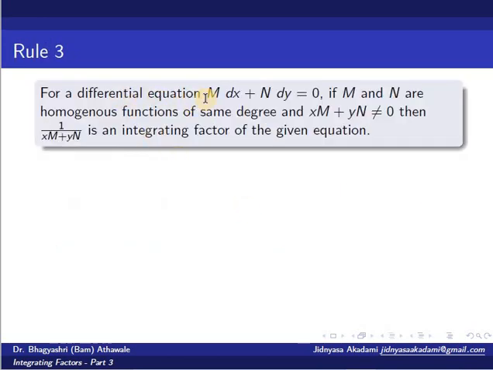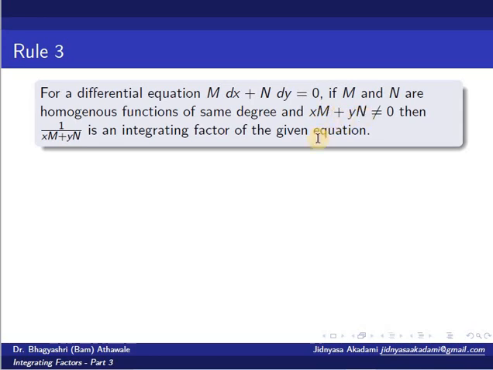In rule 3, if the differential equation is M dx plus N dy equal to 0, where M and N both are homogeneous functions of the same degree, and xM plus yN is not equal to 0. Here xM means all the terms in M are multiplied by x, plus all the terms in N multiplied by y. Normally in many books it is written as Mx plus Ny.